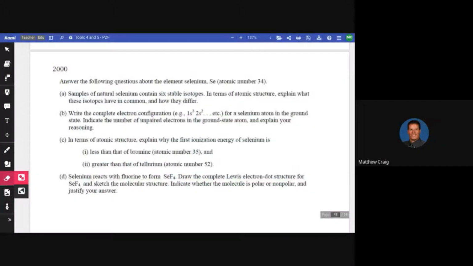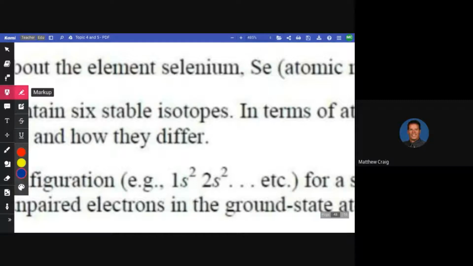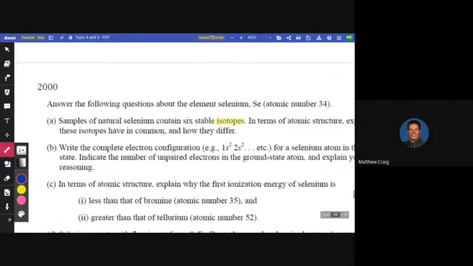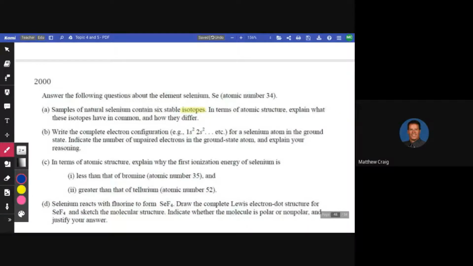All right. A. Samples of natural selenium contain 6 stable isotopes. In terms of atomic structure, explain what these isotopes have in common and how they differ. Okay, so let's first of all make sure we understand what an isotope is. Different number of neutrons is what I'm hearing. Oh yeah, this one's easy. It is super easy. So, again, we want you to explain what they have in common.